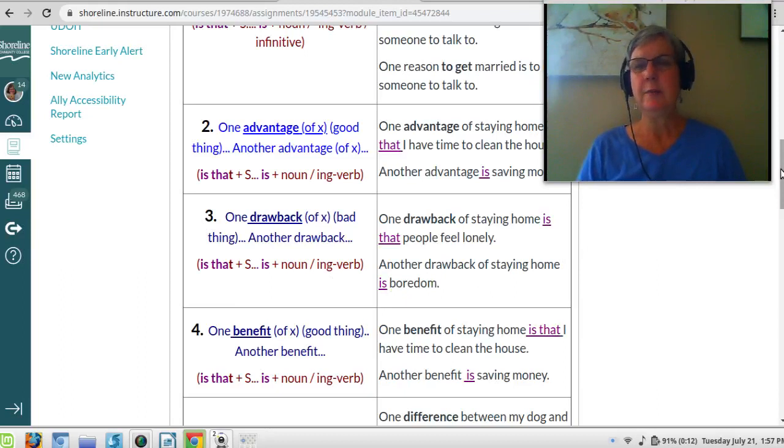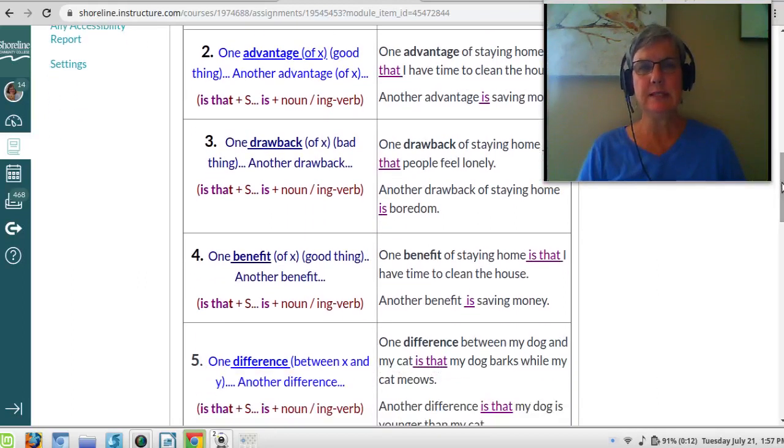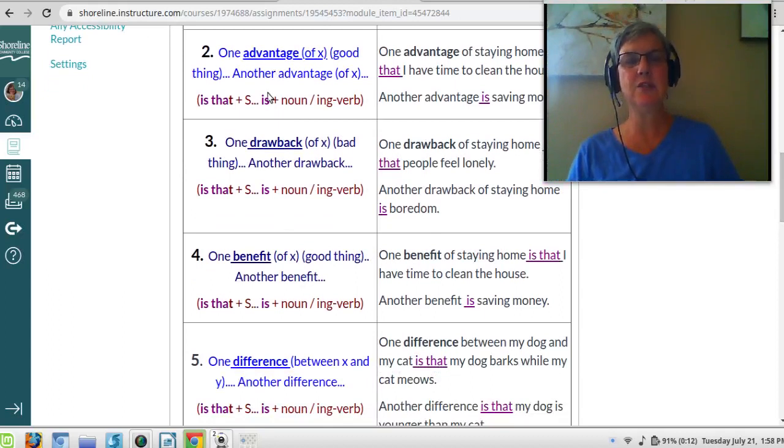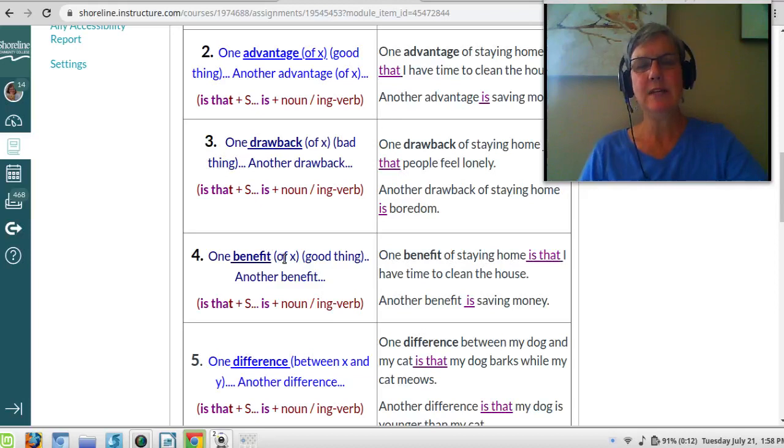Then I have, for number 4, another word that means the same thing as advantage. One advantage, one benefit. They are the same. One benefit of, one drawback of, one advantage of. One benefit of staying home is that I have time to clean the house. Is that plus a sentence. Another benefit is ing verb, saving money.